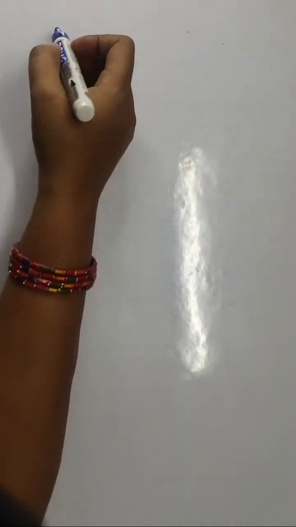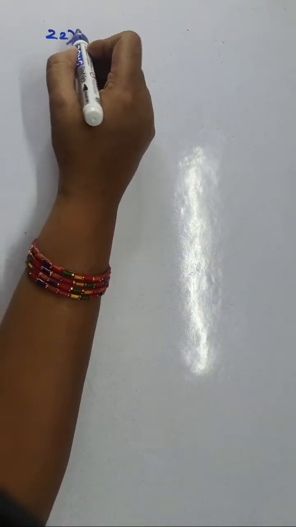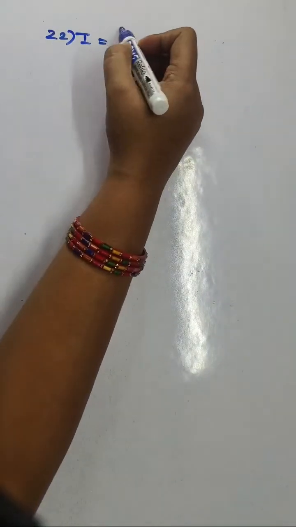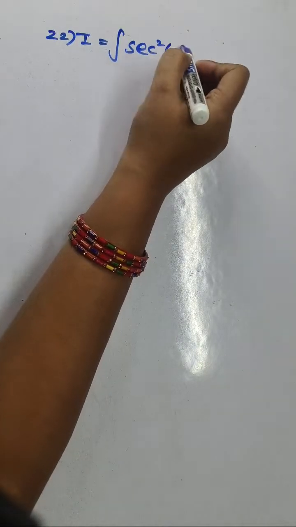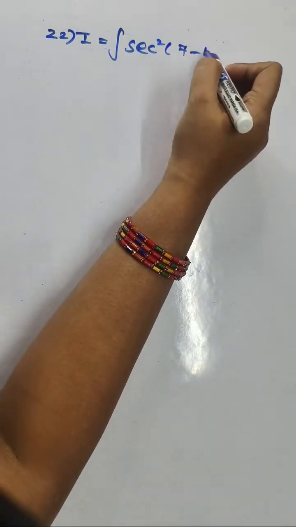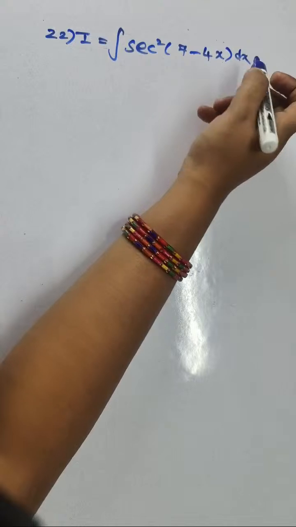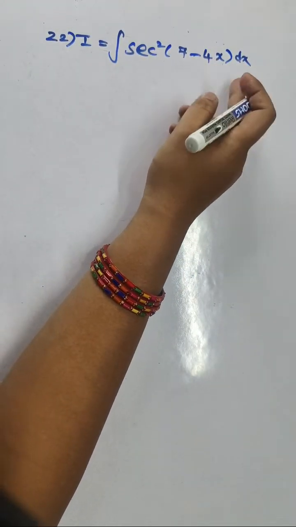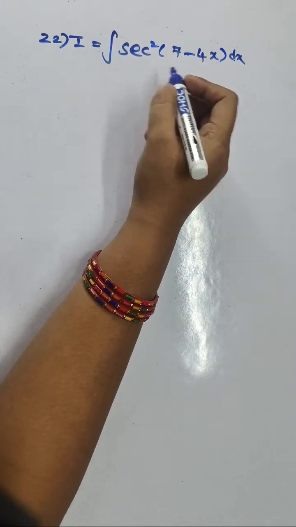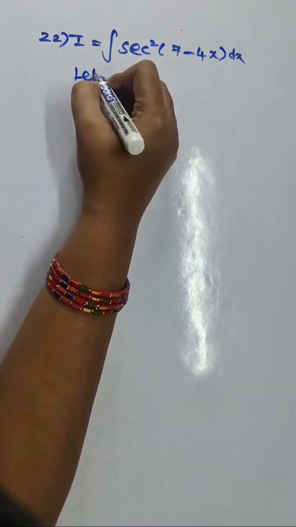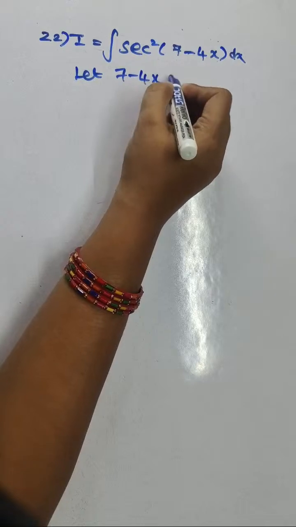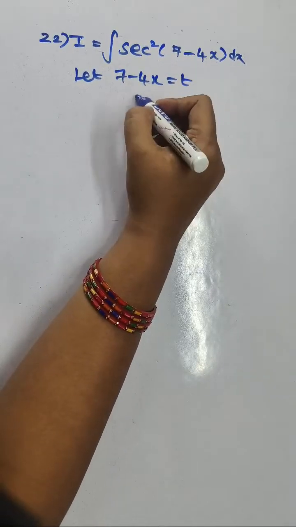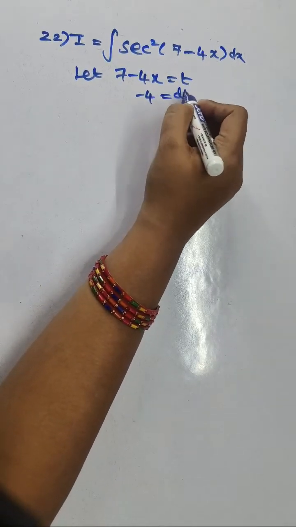So now question number 22, I equal to integral of secant square of 7 minus 4x dx. So here you will take 7 minus 4x as t, or straight away you can use the formula. So let 7 minus 4x equal to t. Differentiating both sides, we will get minus 4 equal to dt by dx.